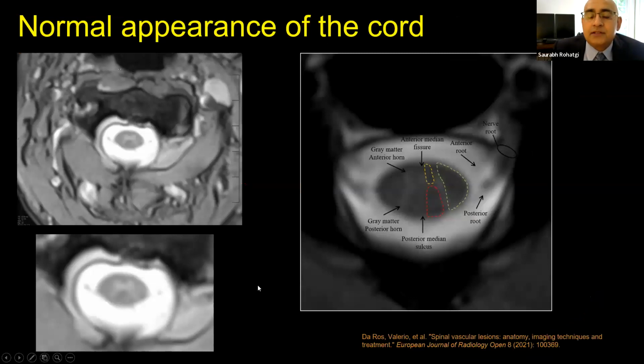This is the normal appearance of the spinal cord. This is a zoomed up image from a GRE, a gradient echo sequence, of the cervical cord, which shows this H-shaped appearance of the central gray matter surrounded by the white matter. And this is the zoomed up image of the same.